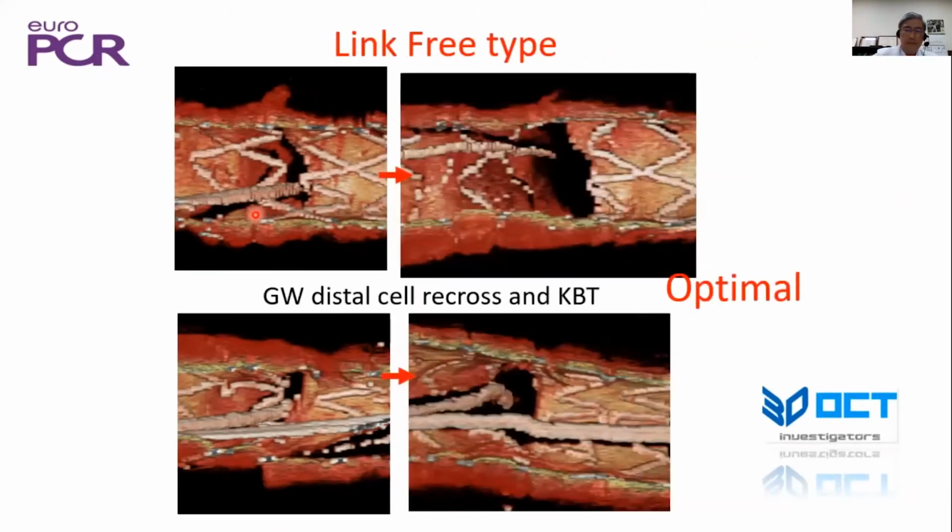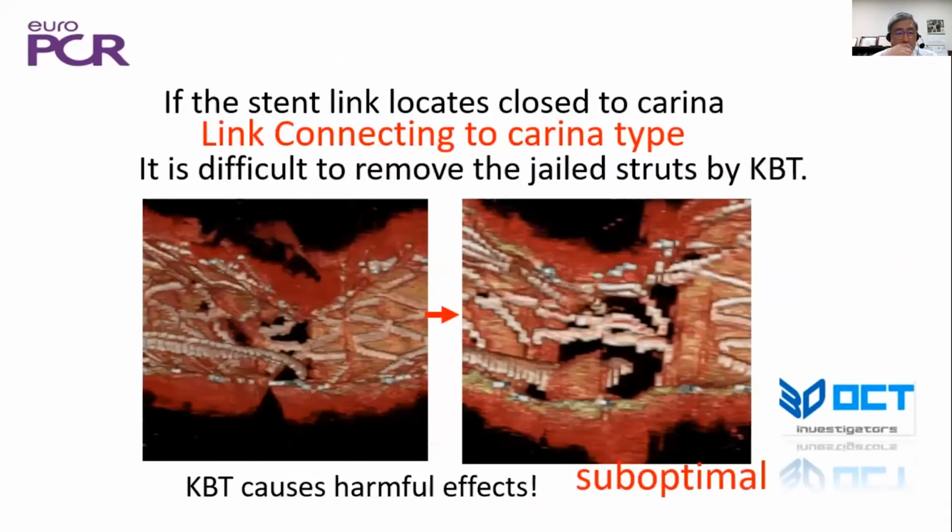After KVT, these jailed struts move to the side branch sites and give an optimal result. If the stent link locates close to the carina, we call it link connecting to carina type. It is difficult to remove the jailed strut by KVT. This is an example: the side branch orifice is here and the stent link is here.